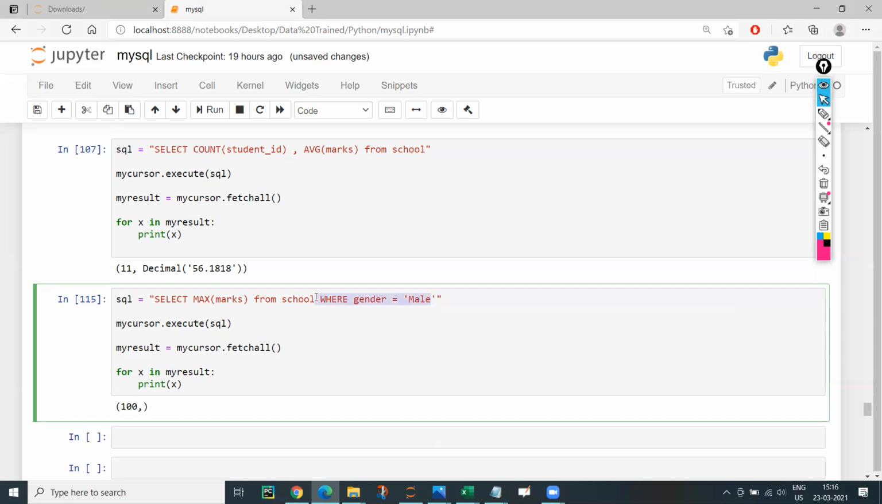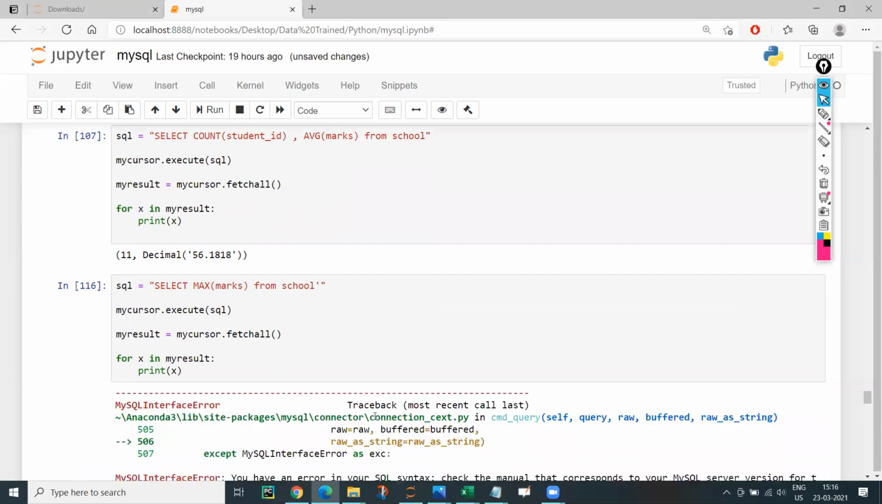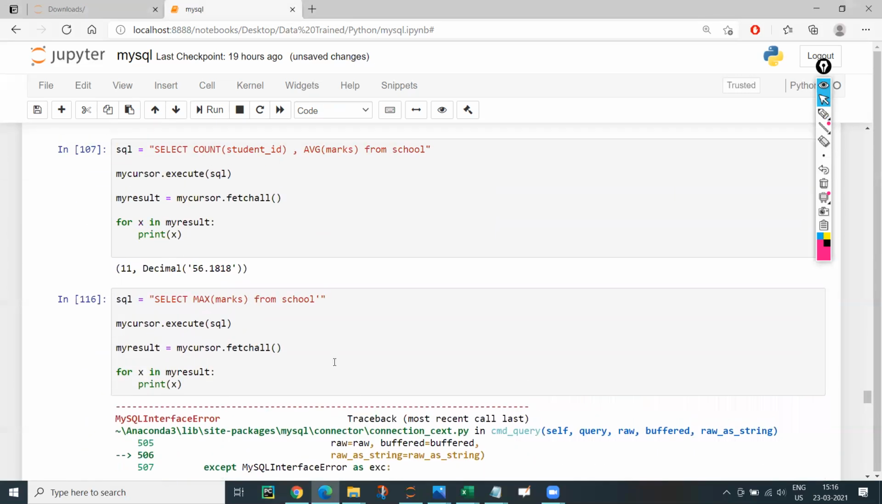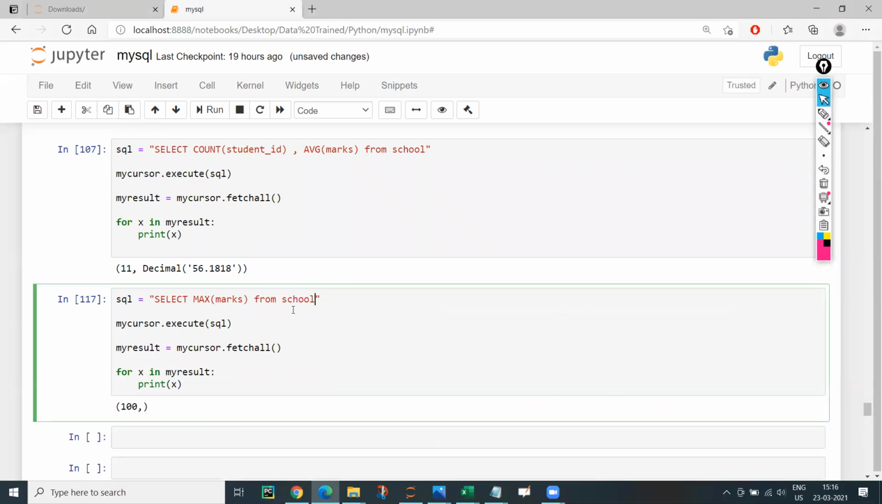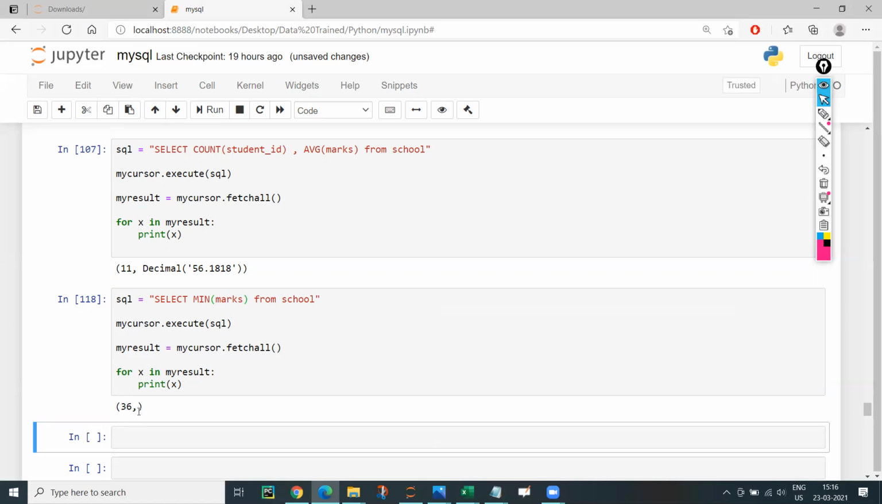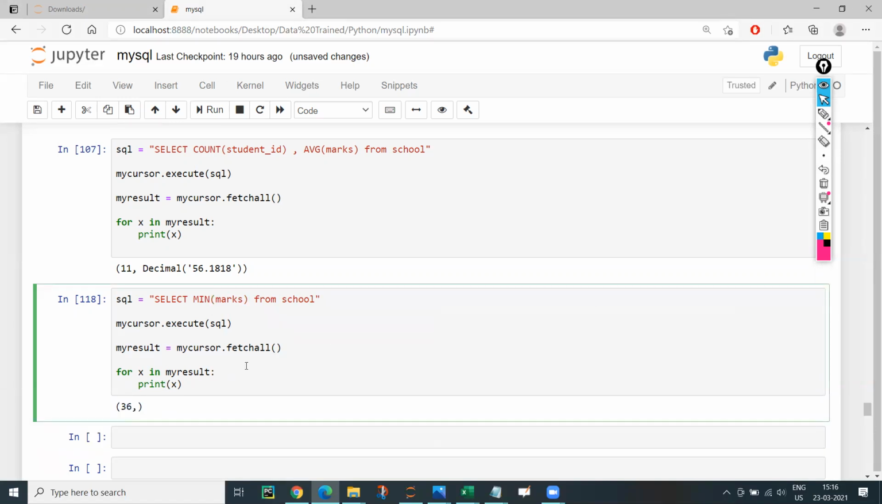And if you don't want to see gender wise, then you can simply remove this where condition. Okay, something is wrong with what I did. I did not remove this, not a problem. So the maximum marks in this school is 100. And how about the minimum? Minimum marks 36.